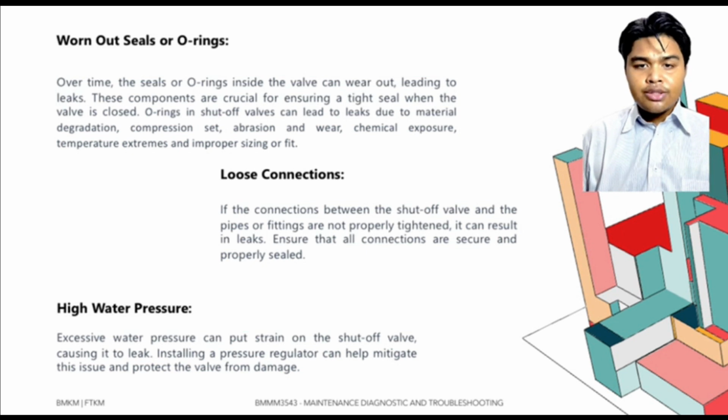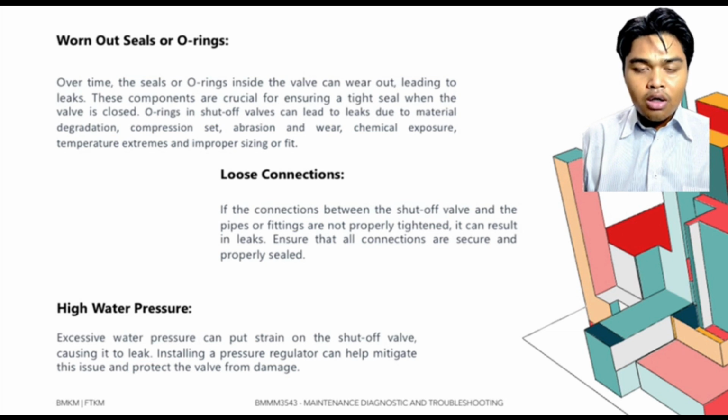Next, loose connections. If the connections between the shut-off valve and the pipes are not properly tightened, it can result in leaks. So, ensure that all connections are secure and properly sealed. Lastly, high water pressure. Excessive water pressure can put strain on the shut-off valve, causing it to leak. Installing a pressure regulator can help mitigate these issues and protect the valve from damage. That's all the root causes of failure.